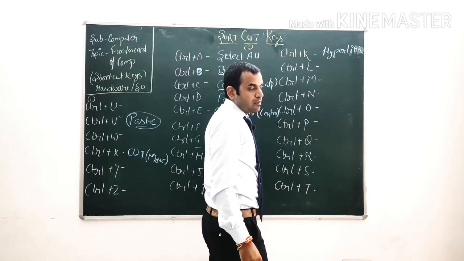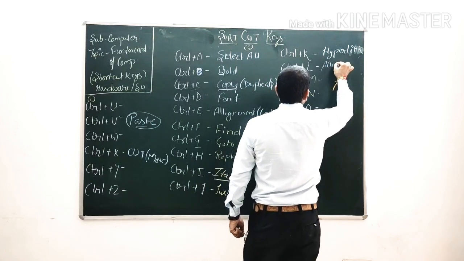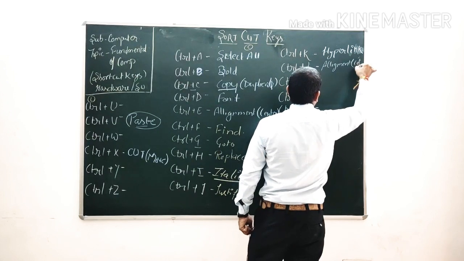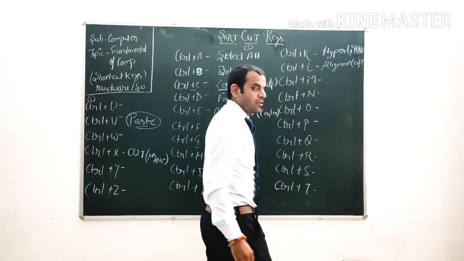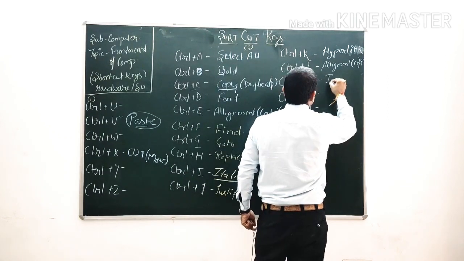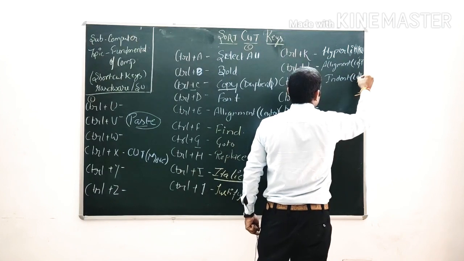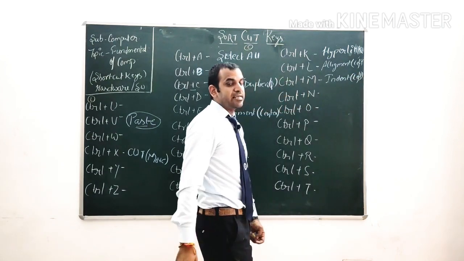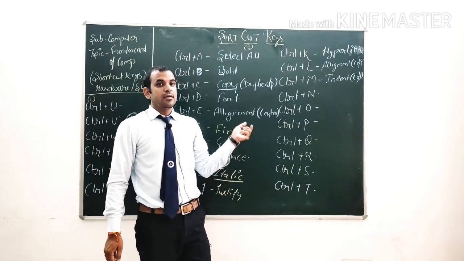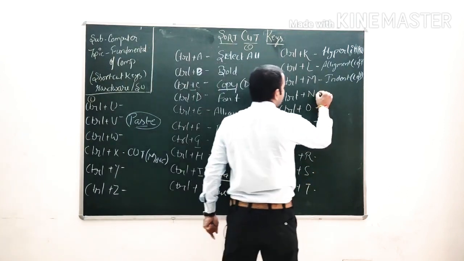Okay. Next one is Control A, alignment again, but this time left. Next one is Control M, used for indent from the left side. Indent and spacing is the option which is available in the font option in MS Word. Next one is Control N for new file.